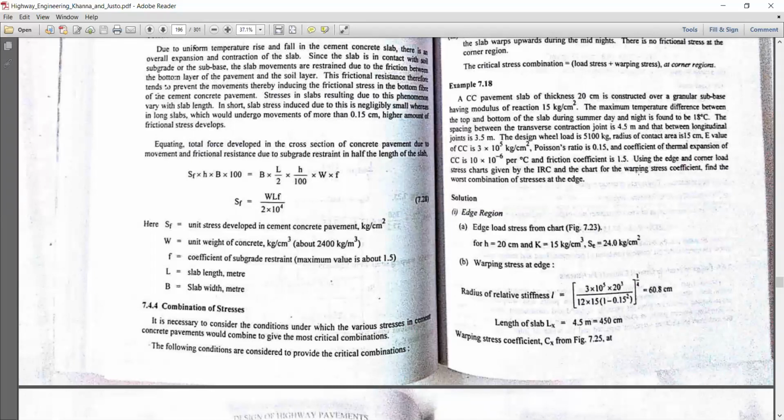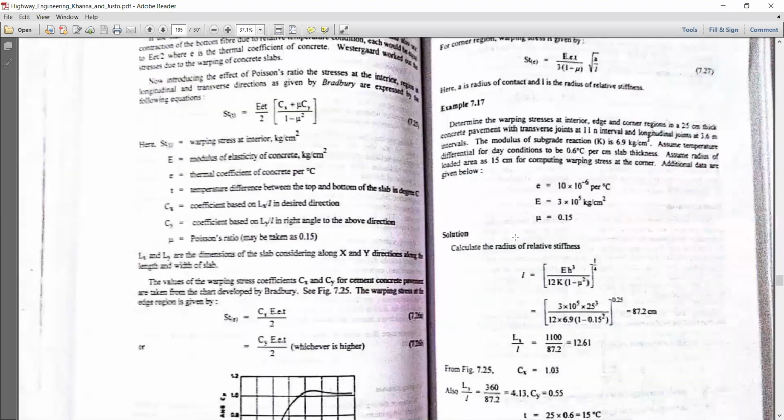Here, at the edge portion, you need to calculate the worst combination. To calculate that worst combination, I want load stress, warping stress, and frictional stress. By using the edge and corner load stress charts given by the IRC, we can calculate edge load and corner load. Yes. Let us start with the solution. In this solution, first we consider the edge region. For the edge region, I need to go back to the edge region chart.